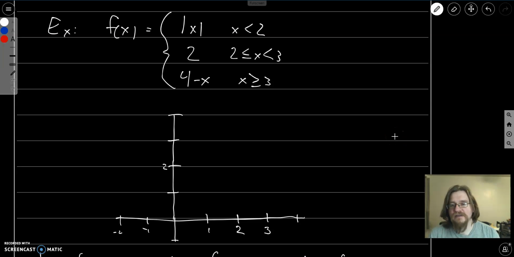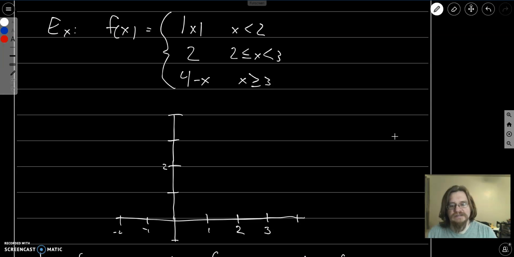Hello and welcome back. Let's finish up by looking at some limits of piecewise functions. So here we've got a piecewise function with three different sections. For this function we've got the absolute value of x when x is less than 2. The function is going to be 2 when x is between 2 and 3, and our function will be 4 minus x when x is greater than or equal to 3.